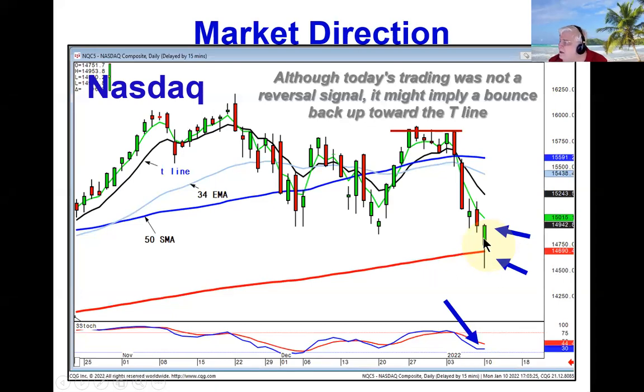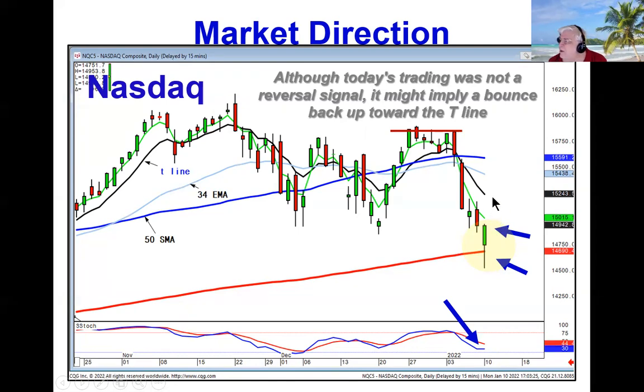Same scenario over here on the Nasdaq. Although the trading opened lower, traded down and came back up through the open and then closed just about even, stochastics still in a downward direction. Now, this doesn't preclude the possibility of positive trading creating a bounce back up to the T-line, which tomorrow would probably be down in this area.